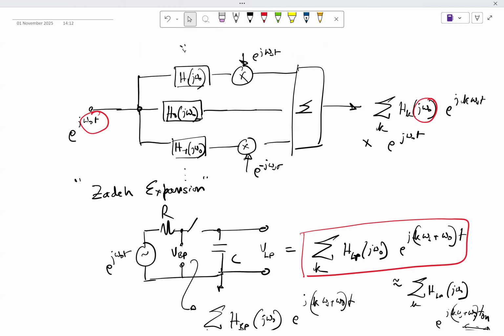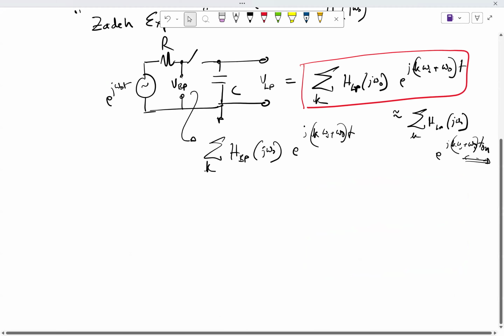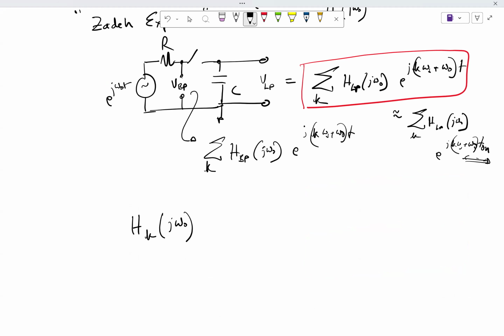So what does this mean? Now if I have to find out, let's say, H naught of j omega, or rather, let me just make it generic: if I have to find out Hk of j omega naught, we have to be careful with what these notations mean. This notation means that the input has been applied at omega naught. I could simply say the input equals e to the power j omega naught t, right?